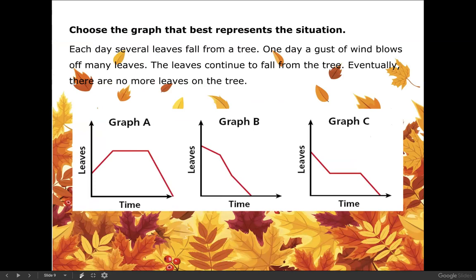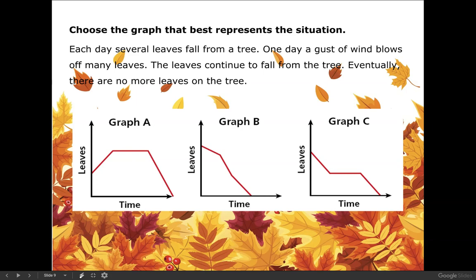Let's look at our next example. Here we're going to choose the graph that best represents the situation. So we have each day several leaves fall from a tree. One day a gust of wind blows off many leaves. Then the leaves continue to fall from the tree. Eventually there are no more leaves on the tree. So that's our first read of the problem.